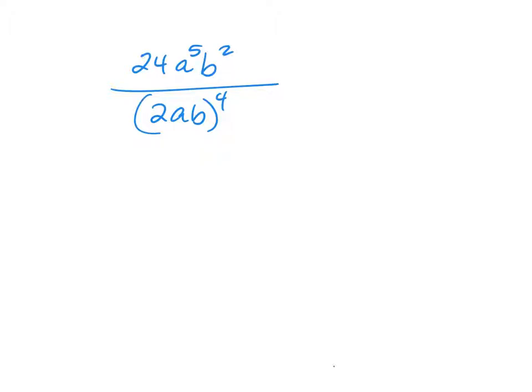This is the easiest kind, but in the basement we have an issue. We have a 4 and a parenthesis. So we've got to get rid of that parenthesis. Who does that 4 belong to? The 2ab, everybody inside the parentheses. So we've got 24 a to the 5th b squared over 2 to the 4th, which is 16, a to the 4th and b to the 4th.